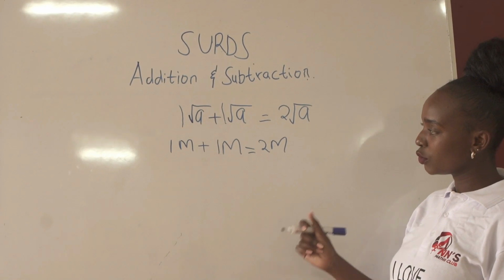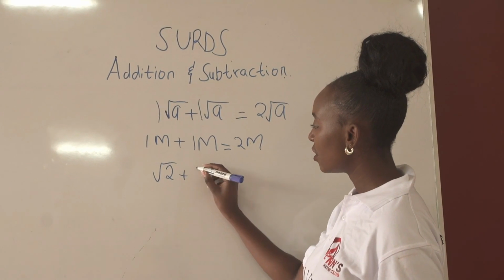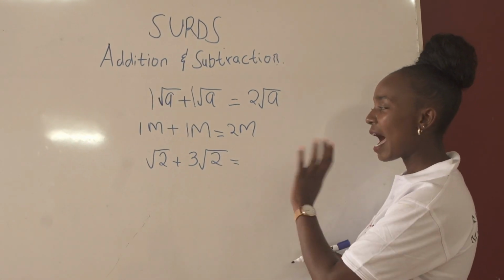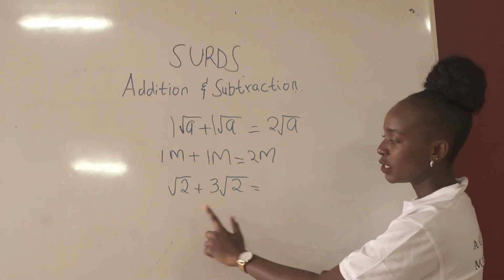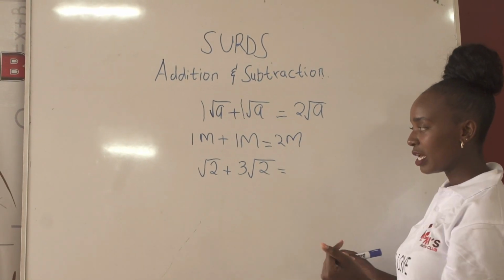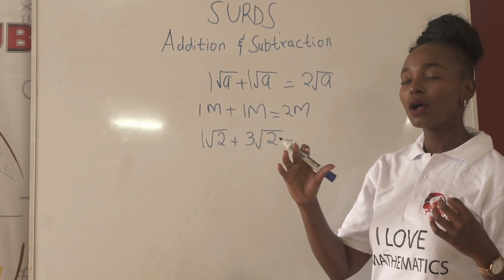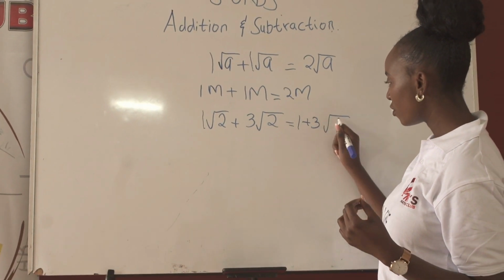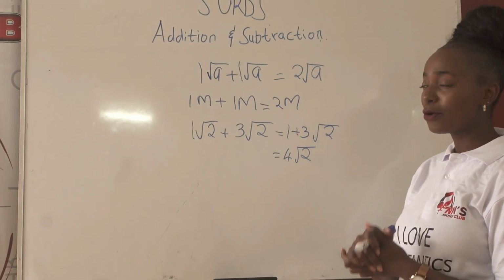For example, I'm going to give you an example with numbers. So we have root of 2 plus 3 root of 2. So remember what we said. You can only add or subtract surds when the number under the root sign is the same. So the number under the root sign is 2. The number here under the root sign is 2. Good. So you always assume there's an imaginary 1 here. So that is 1. So what you do, you add the numbers that are outside. So that is 1 plus 3, then root of 2. So that becomes 4 root of 2. I hope that is very clear.